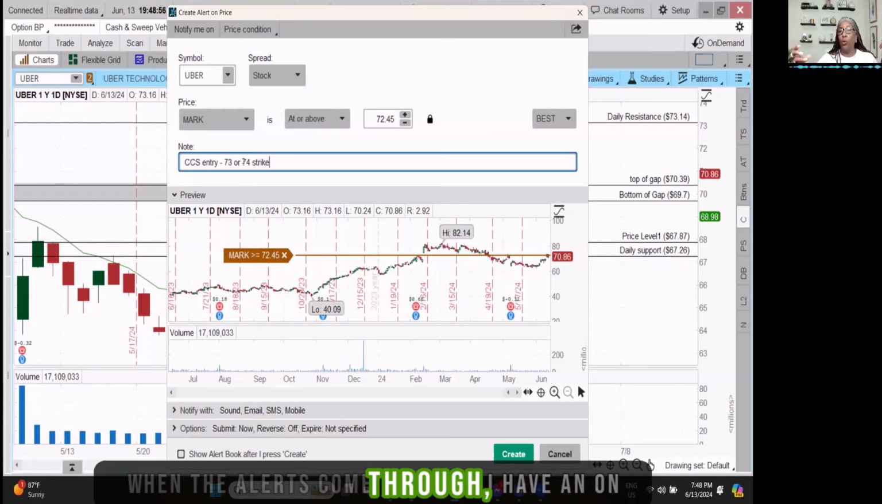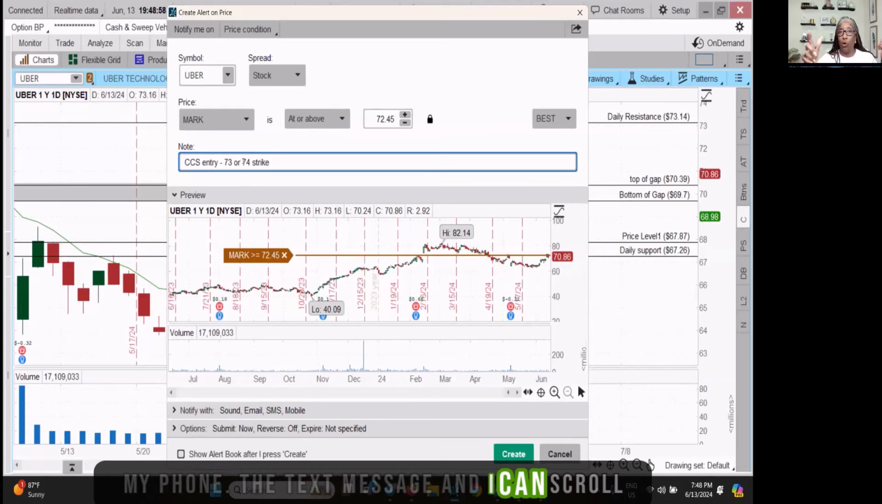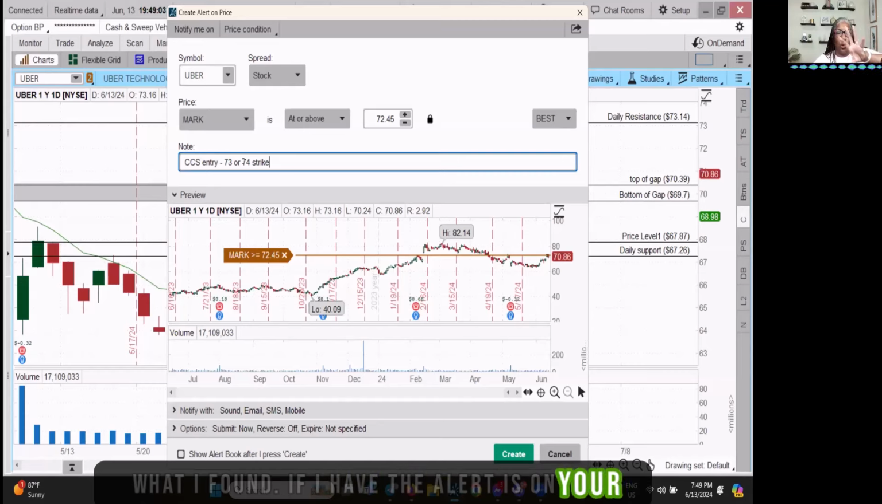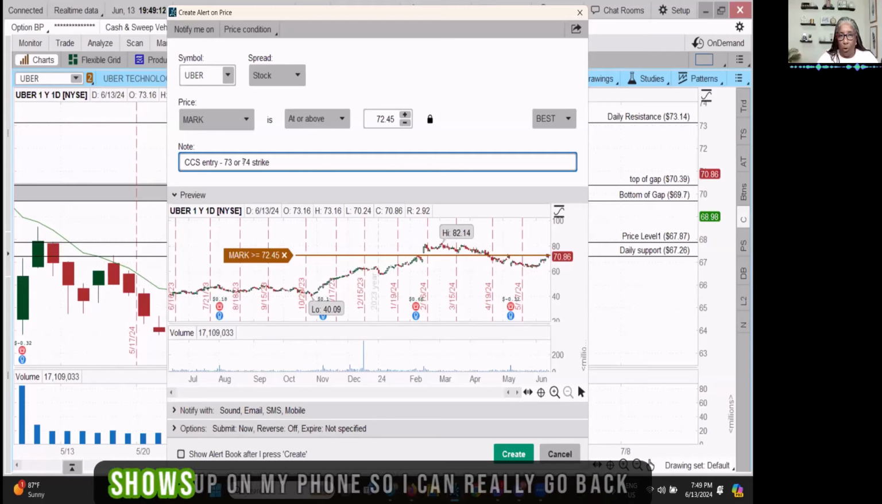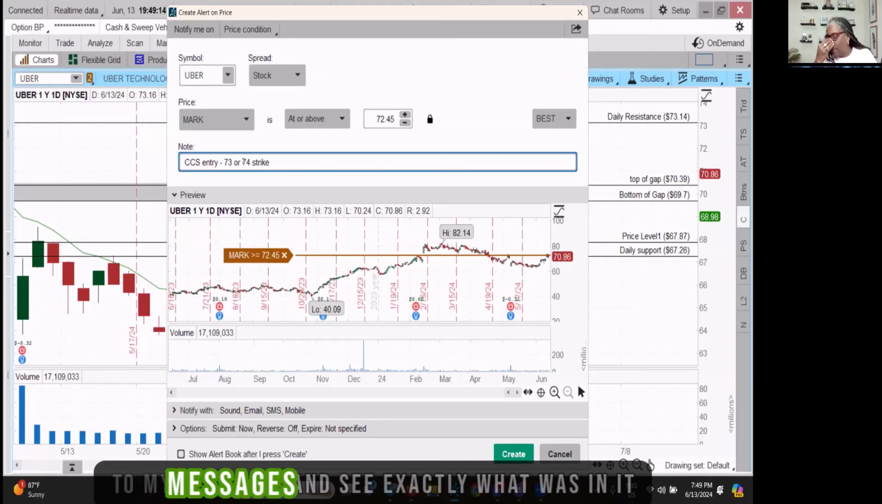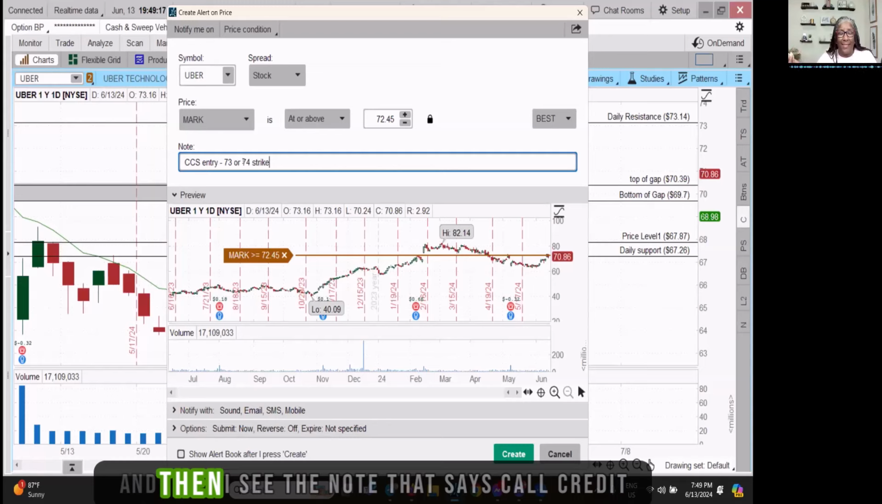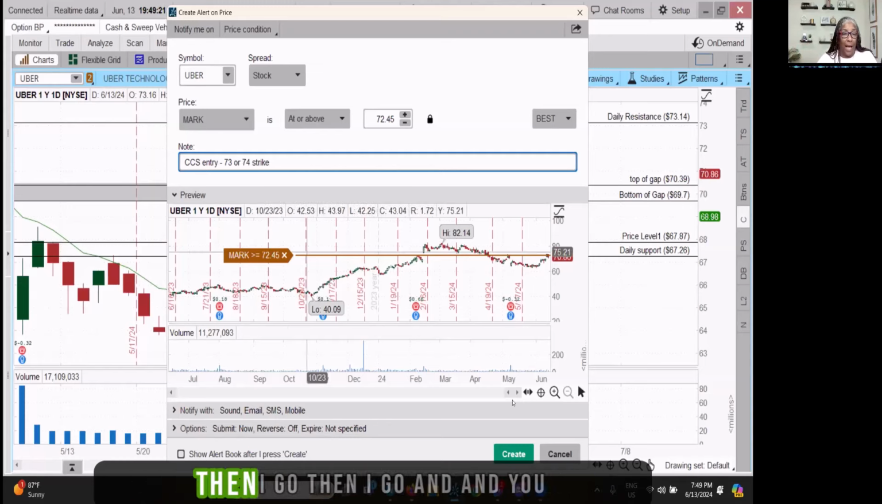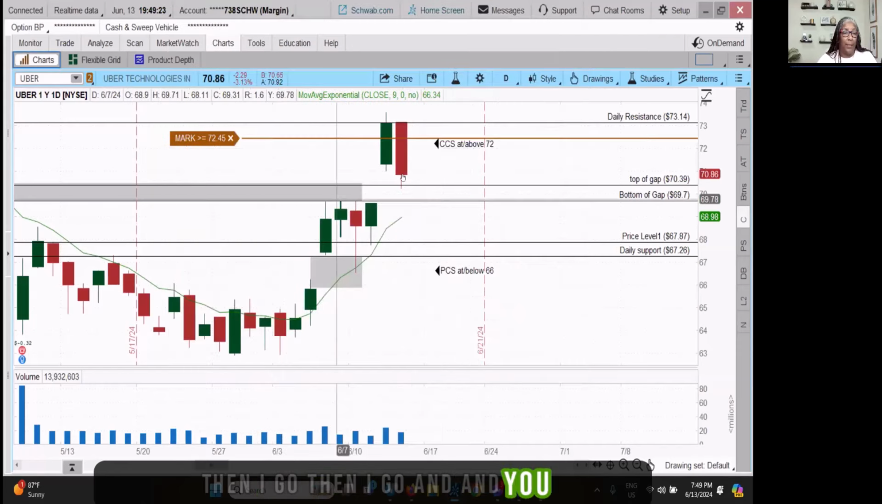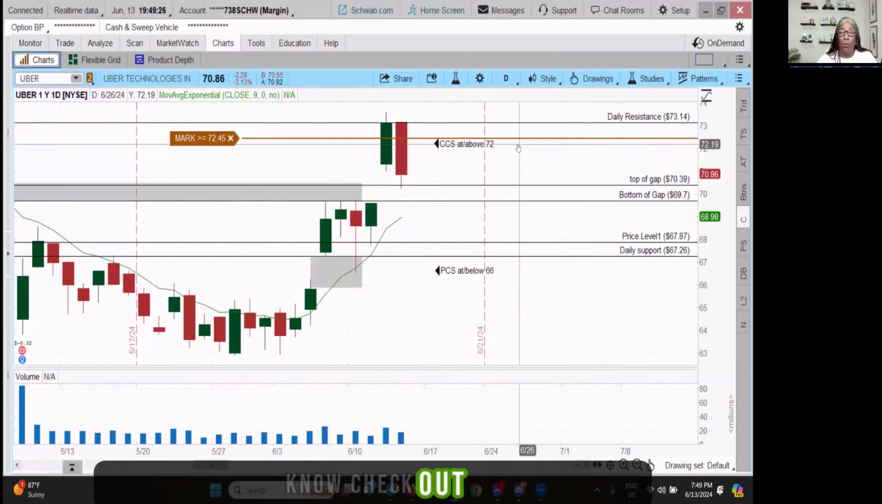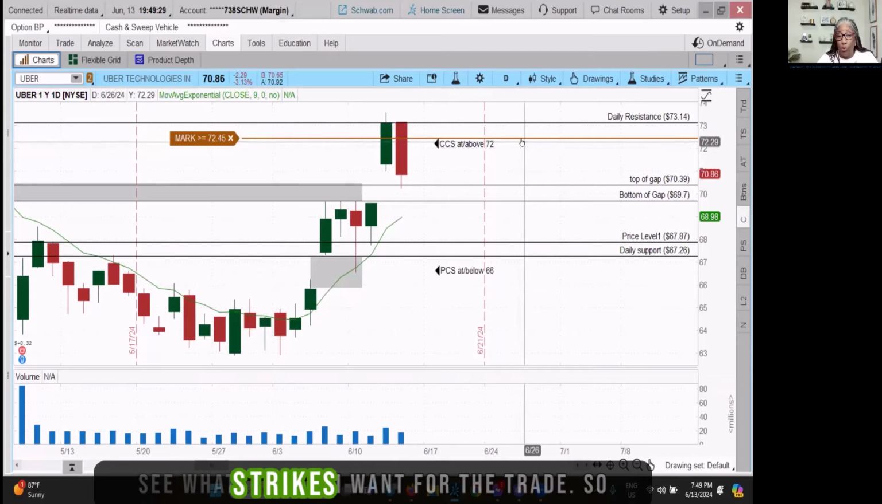So when this alert comes through, and I have the alerts coming to my phone now, I have it as a text message, and I can scroll back and see it. This is what I found: if the alert is on your app, and you're not looking directly at Thinkorswim, the alert pops up and then it goes away. You can go back and click another screen and see it, but if it shows up on my phone, I can go back to my messages and see exactly what was said. Then I see the note that says call credit spread entry and look at these prices. So then I go and check out which strikes I want for the trade.